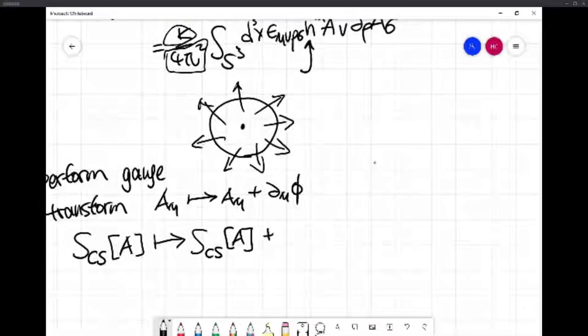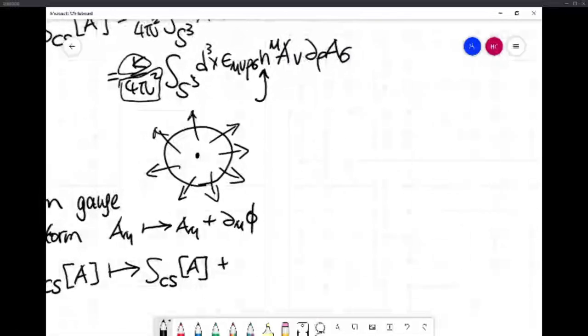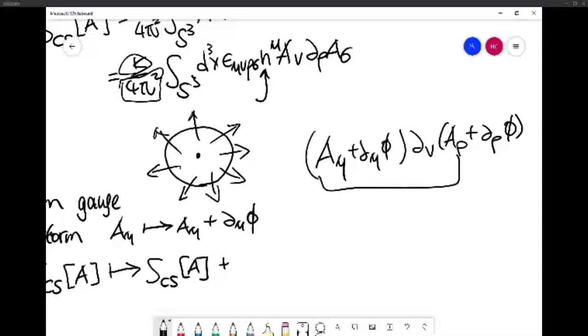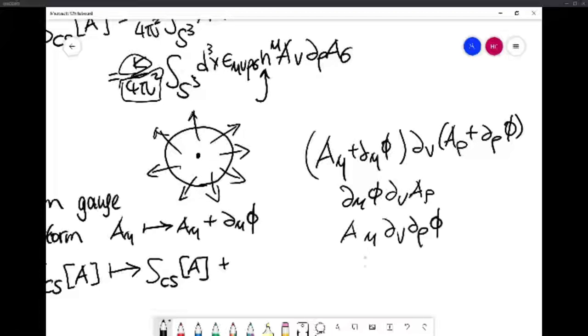So I have, okay, first of all, I'm going to get a mu plus d mu phi and d nu, a rho plus d rho phi, like this, and then you do the expansion. So the first term gets you the regular Chern-Simons term. The second term gets you something like this, d mu a rho. And also you get a mu d rho, d nu d rho phi. And also you get a symmetric combination of stuff like this.